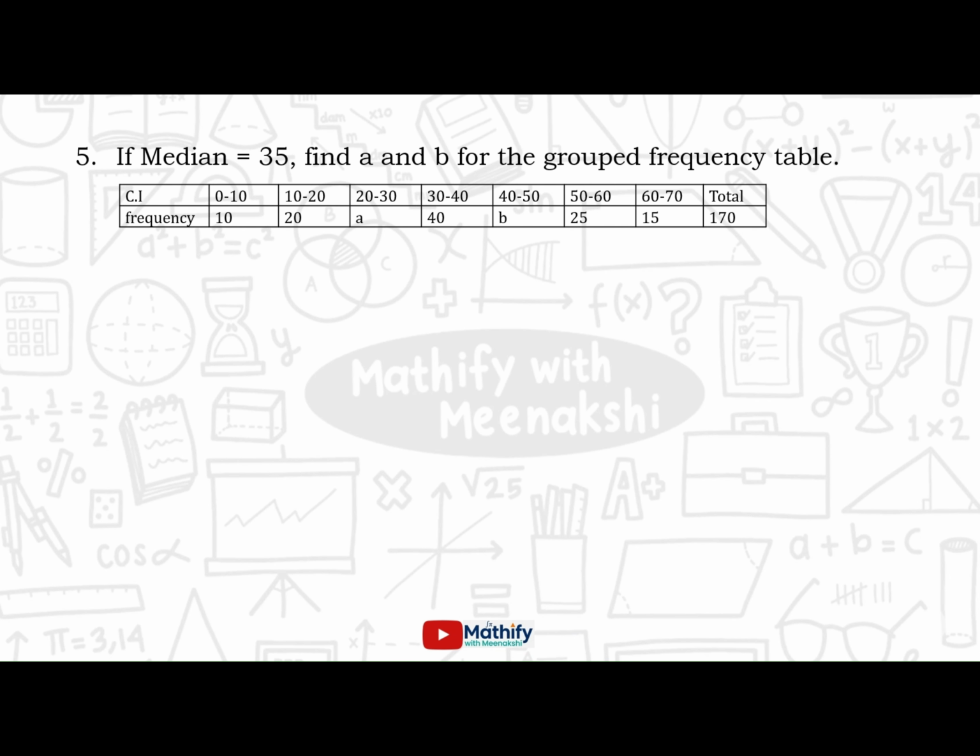If median is 35, find A and B. This question is also important when you have to find the missing frequencies. So first thing is that you will find the cumulative frequency. So first you will write as it is 10. Now you will write 10 plus 20, 30. 30 plus A. You will write 30 plus A as it is.